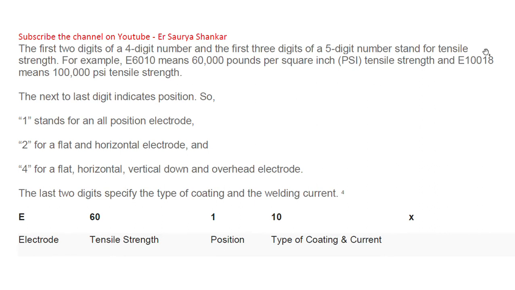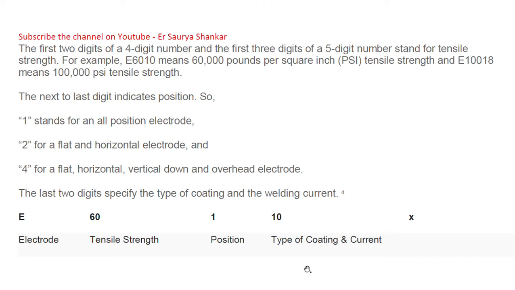And E10018 means, okay, 1 lakh PSI tensile strength. So it is multiplied by 1000. The next to last digit indicates position. So 1 doesn't mean that it is 1G. Okay, 1 stands for all positions electrode, 2 for flat and horizontal electrode, and 4 for flat, horizontal, vertical down and overhead electrode. The last 2 digits specify the type of coating and the welding current.